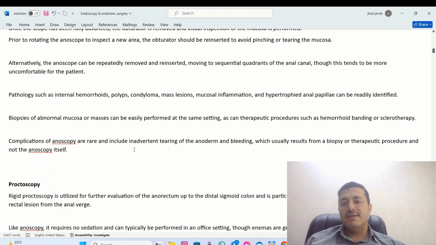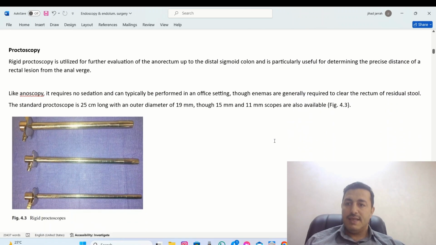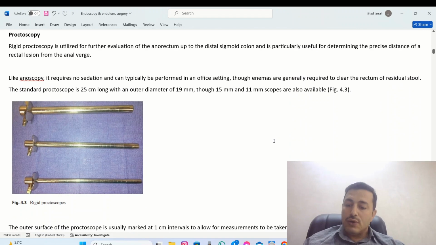Complications may be related to the anoscopy itself, such as tearing of the anoderm and some bleeding, and may be related to the procedure we performed, such as the biopsy. It can cause pain or bleeding. So let's move to the proctoscopy.